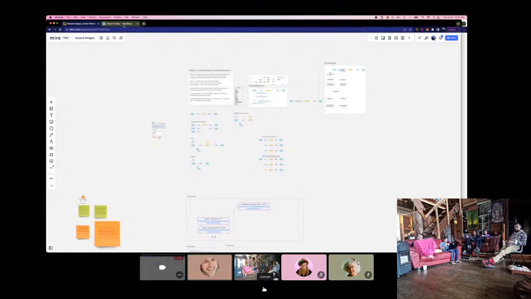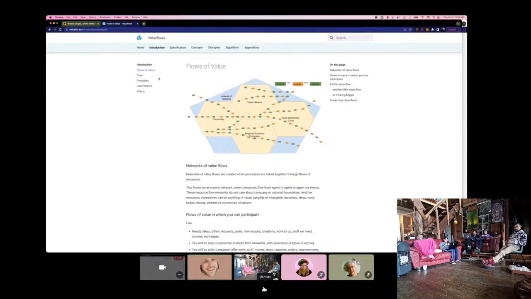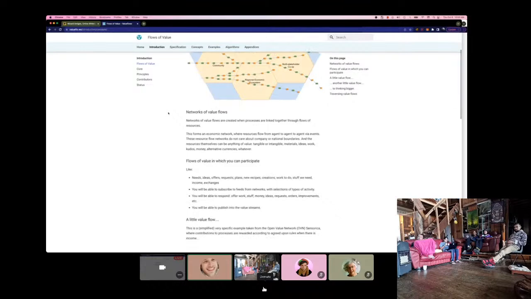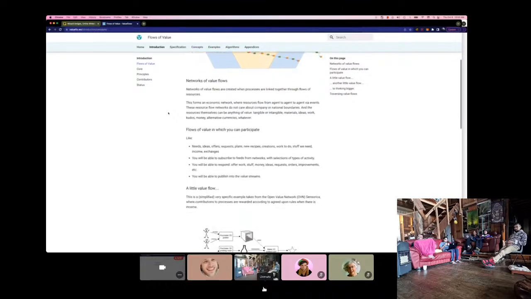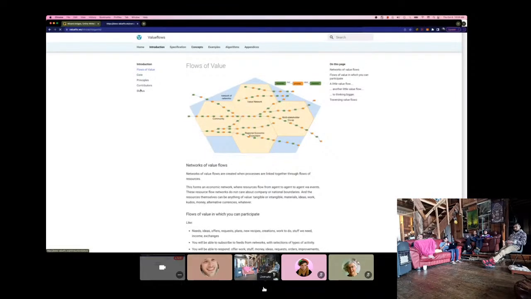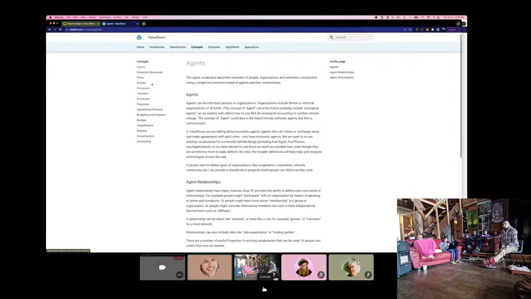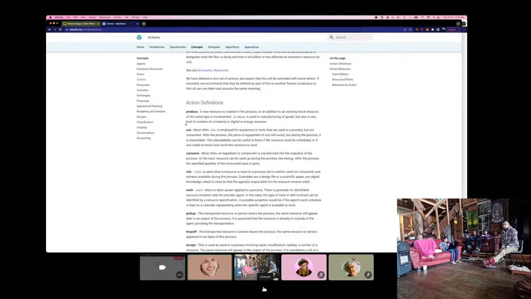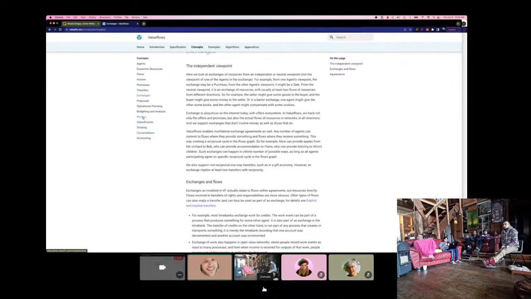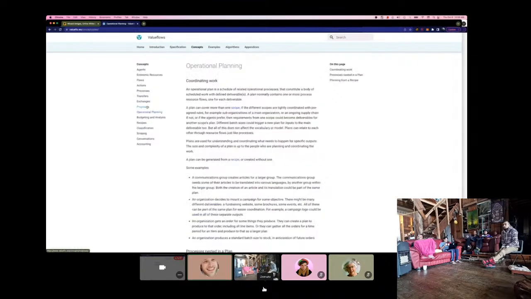So valueflows.ws is a fantastic resource. It goes into much more detail and depth than I just did right here. And there's a lot more information here about resources, flows, actions. You can get better descriptions of everything. Like, how do you model exchanges? We didn't even talk about recipes and stuff. But what does operational planning look like? There's a whole bunch of stuff here.